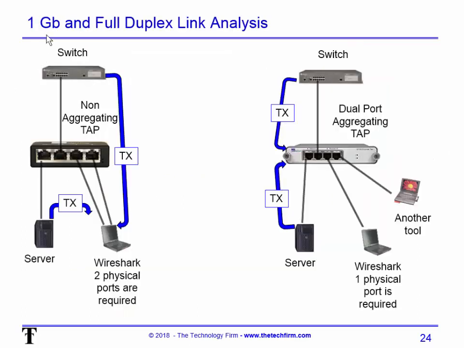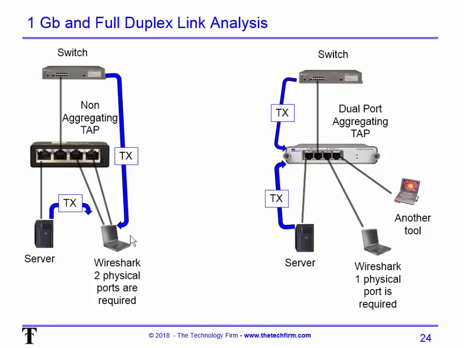All right, here we go. We've got a 1 gig full duplex link, and we're going to talk about taps. And the first one we're going to talk about is a non-aggregating tap. You might not see them as often anymore, or you may have one in a closet, or you may see one online for sale, and I want you to understand the terminology. In this case, we've got our Wireshark capture tool, our laptop, and for this to work, you actually need 2 Ethernet interfaces on your laptop.